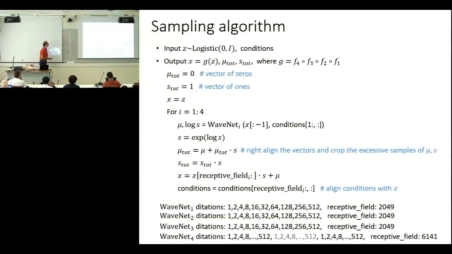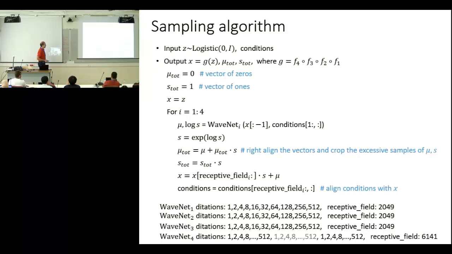In order to sample from this distribution, we do the following. We input the logistic, we input some sequence of noise, and then we apply this algorithm that I described to you before and I describe here again.